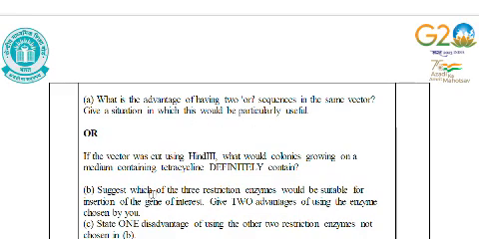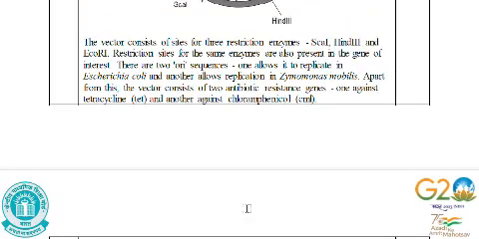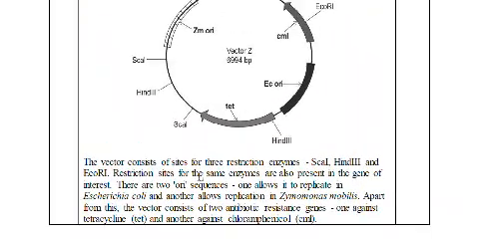Suggest which of the three restriction enzymes would be suitable for insertion of the gene of interest, and give two advantages of using the enzyme chosen by you. So there are three restriction enzymes: ScaR1, Hin3 and EcoR1. I would prefer to choose EcoR1 since there is only one site where it can cut, compared to Hin3, which has two sites, and ScaR1 has two sites. Therefore multiple pieces will be there and it leads to confusion.